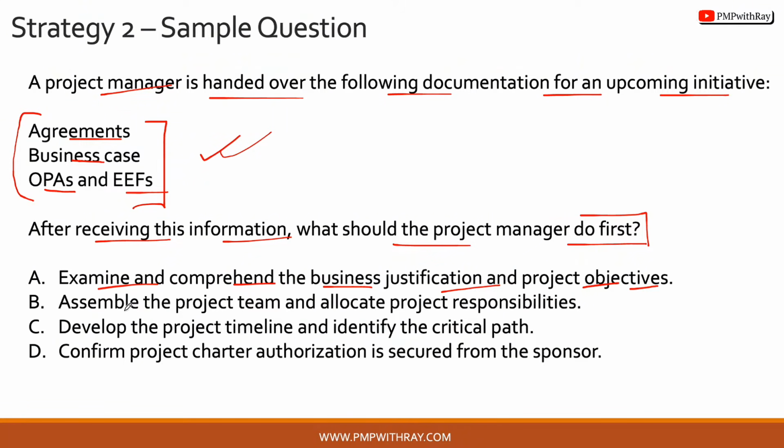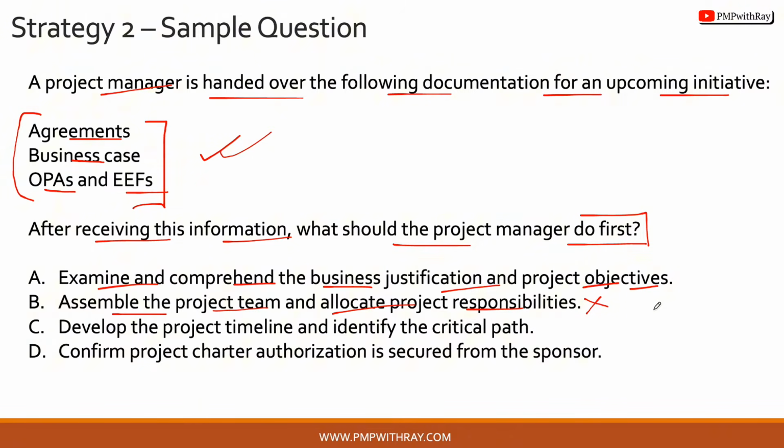Let's look at option B. Assemble the project team and allocate project responsibilities. This is incorrect, right? And the key reason why this is incorrect is because where do you think team charter gets created? It gets created in the planning stage when you are planning your project team.